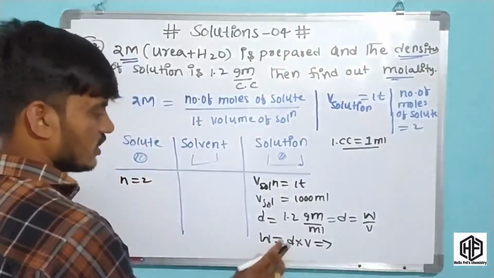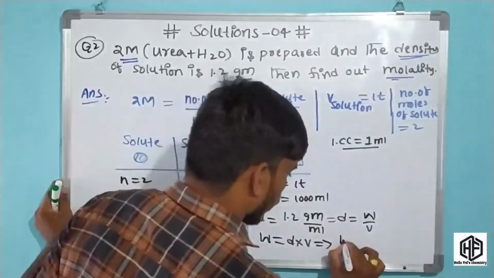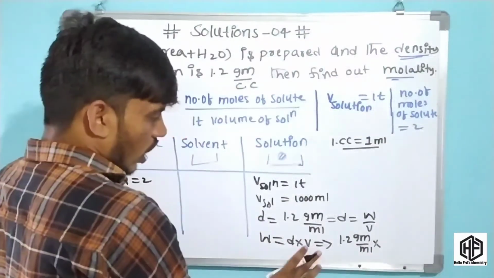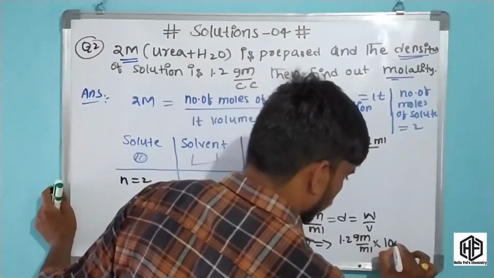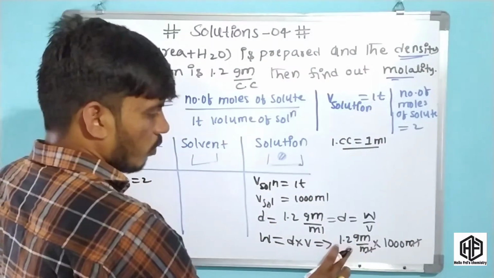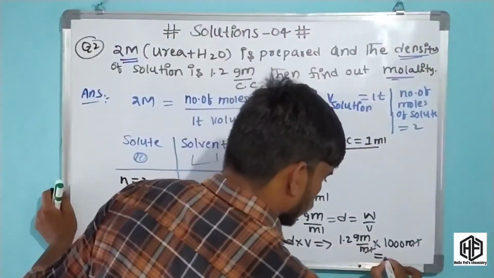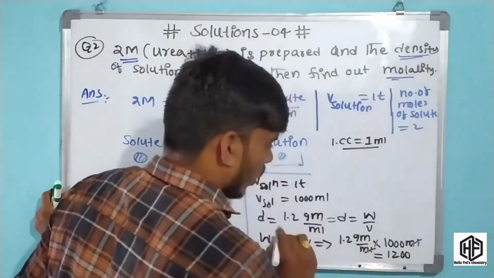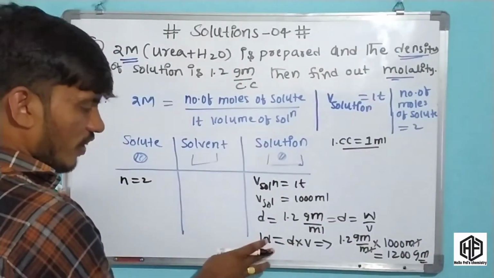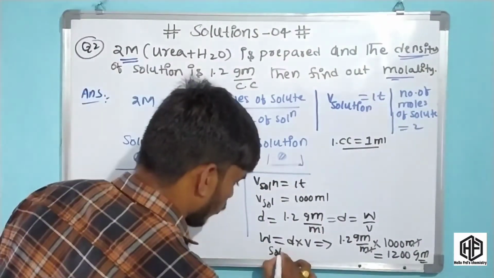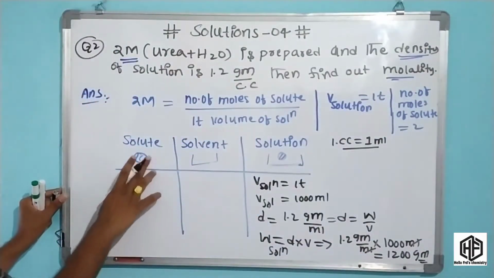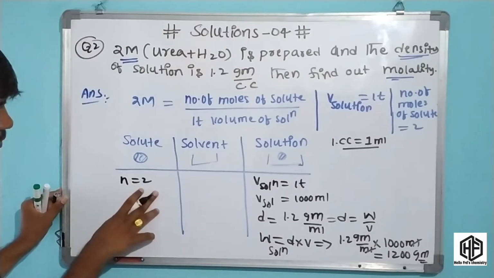Okay friends, now density of this question is 1.2 grams per ml, and what is the volume? Volume given in the question is 1000 ml. Okay friends, ml and ml cancel. 1.2 into 1000 is 1200 grams. Okay friends, 1200 grams is the weight of solution, and number of moles of the solute is 2.